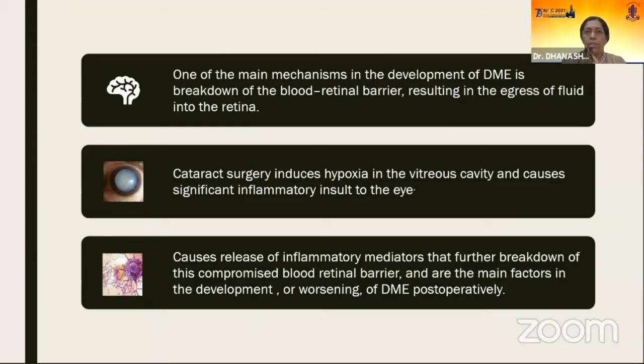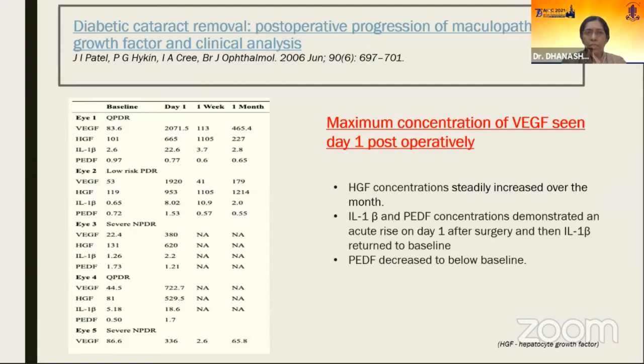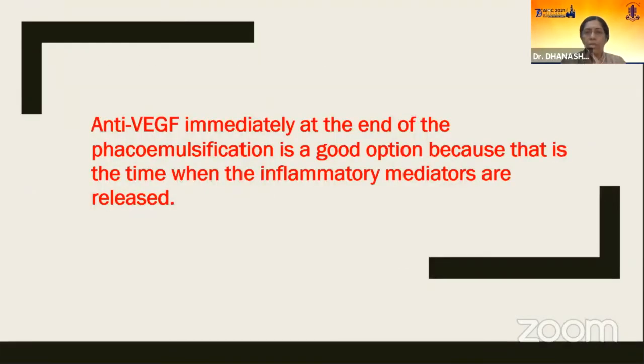We also know that DME occurs because of blood retinal barrier breakdown. Cataract surgery induces hypoxia and inflammation, which further aggravates the blood retinal barrier breakdown and progression of DME. In this article, they measured the VEGF levels after cataract surgery and found that the maximum concentration of VEGF was seen 1 day after the surgery. So it makes sense to give anti-VEGF immediately at the end of the surgery, at the same sitting, because that is when the inflammation is highest and the inflammatory mediators are released.